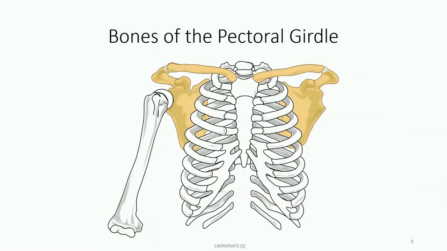We begin the lesson with a study of the pectoral girdle, bones that anchor the upper limb to the axial skeleton. This includes the clavicle and scapula. Although not technically part of the pectoral girdle, we'll include the humerus in this discussion due to its importance in muscle attachment and contribution to the shoulder joint.